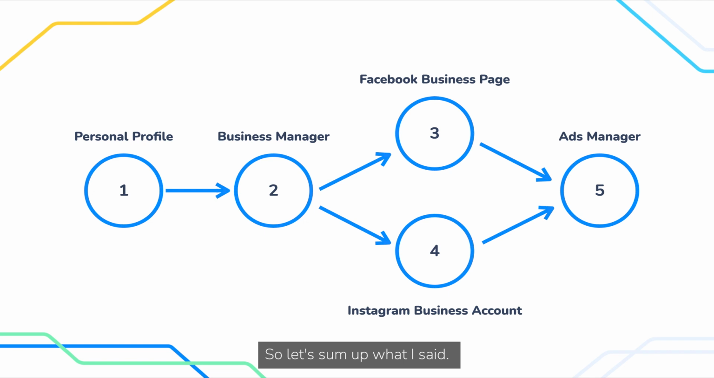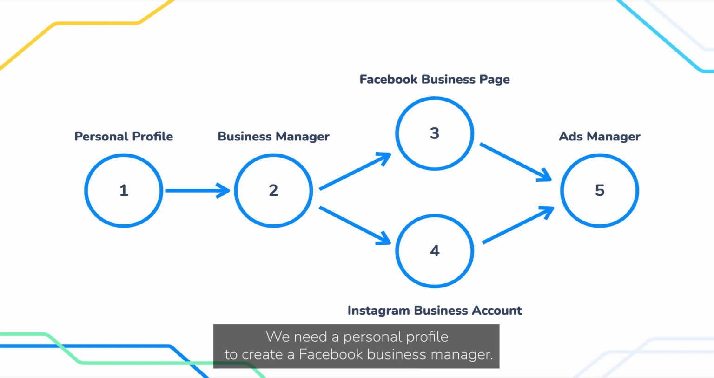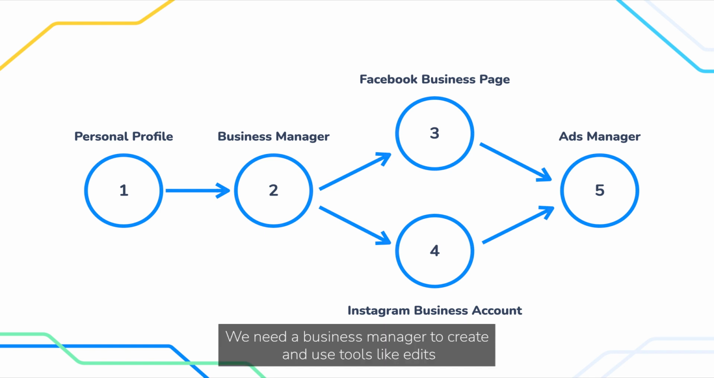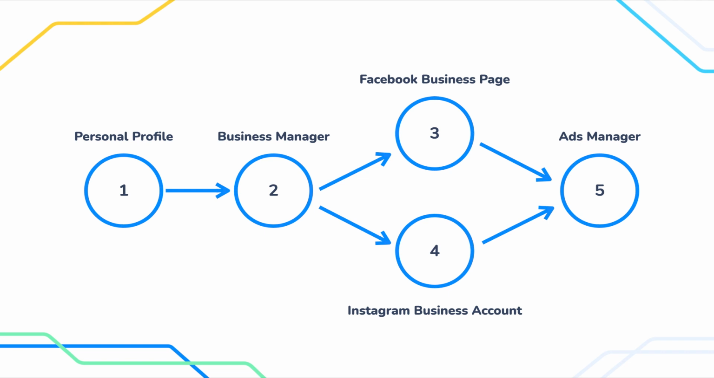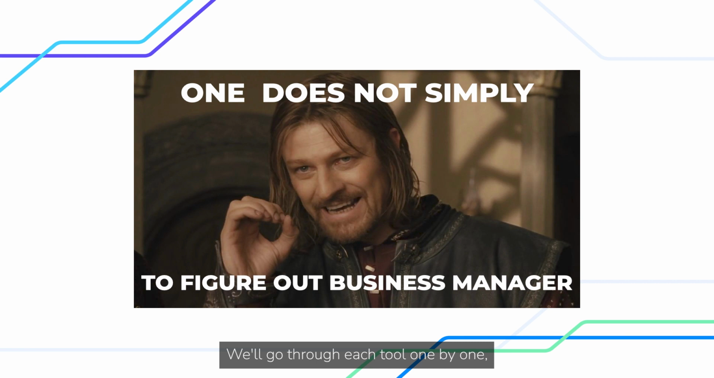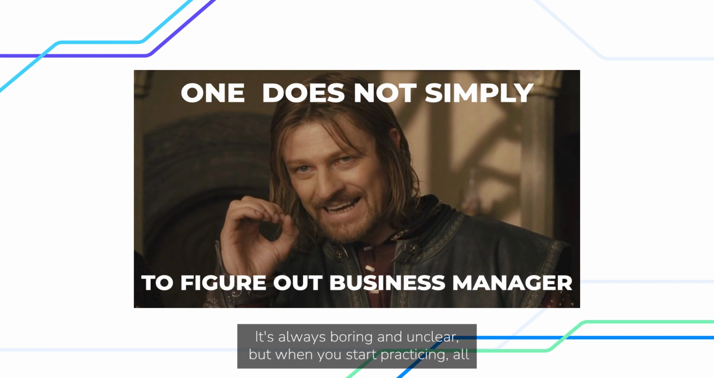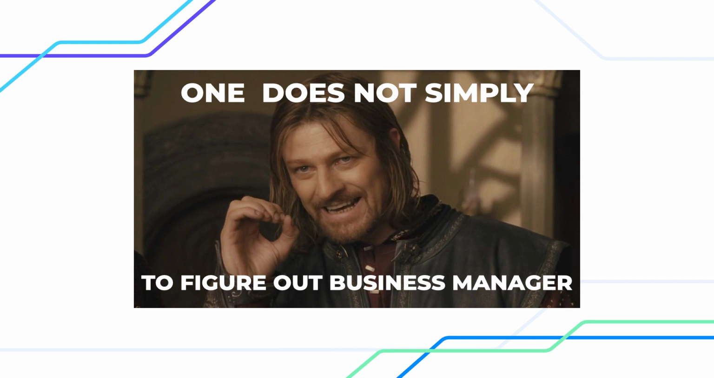So let's sum up what I said. We have a personal profile. We need a personal profile to create a Facebook Business Manager. After that, all advertising work happens in Facebook Business Manager. We need a Business Manager to create and use tools like Ads Manager, Business Page, Instagram Business Account, and others. Don't worry, at this stage all beginners get confused. We'll go through each tool one by one, and you'll figure it all out for sure. It's like studying theory. It's always boring and unclear, but when you start practicing, all this becomes clear.